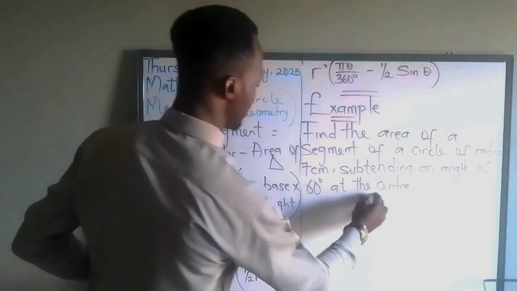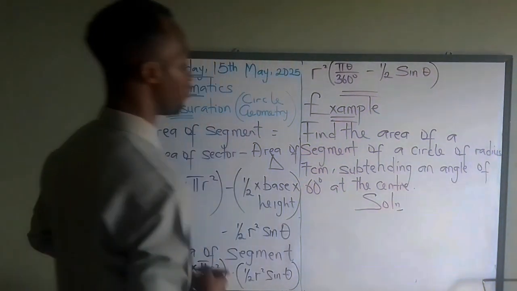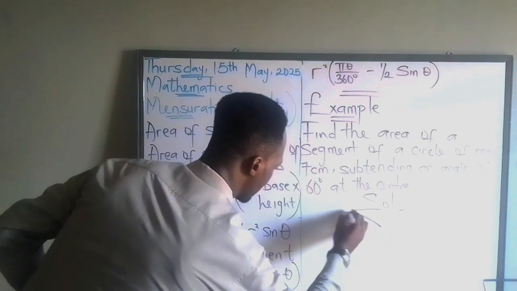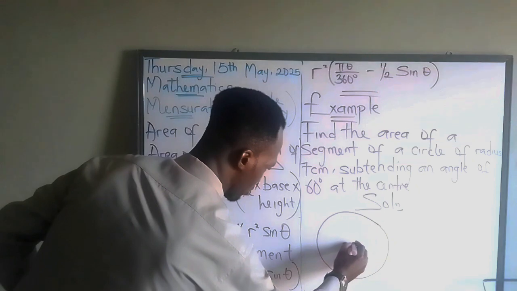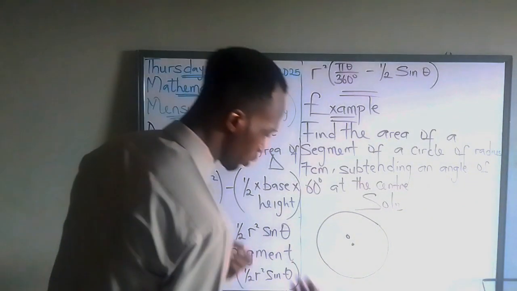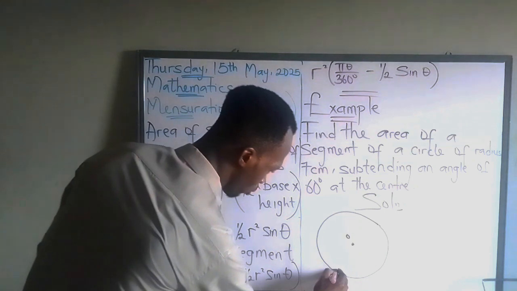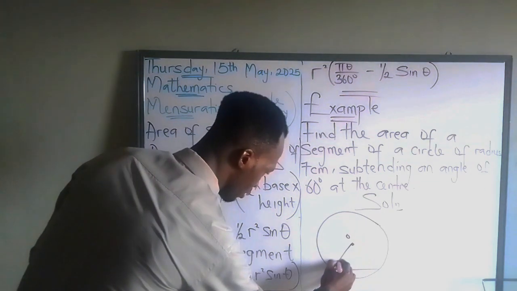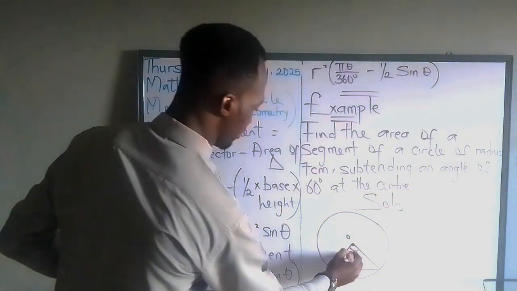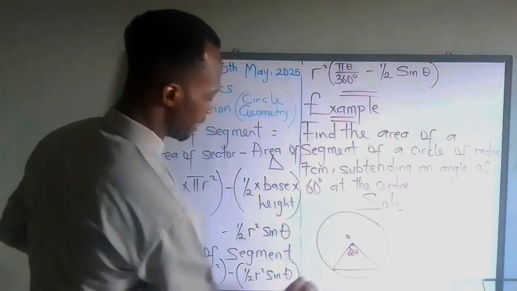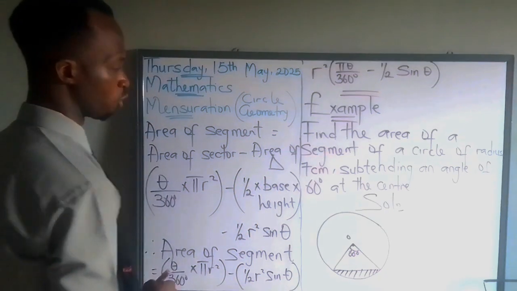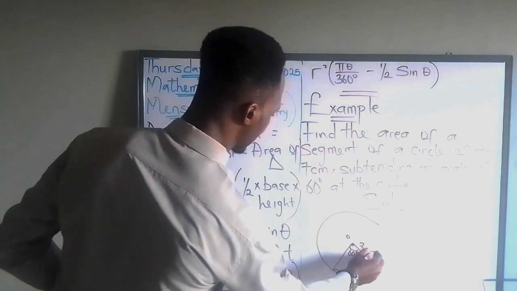So let us find the area of the segment of the circle. We are going to draw a circle with center O. Now don't forget, since what we are looking for is a segment, we need a chord, the radii, subtending an angle at the center of the circle, that's 60 degrees. Now this is what we're looking for. The area of this segment is what we're looking for. So there is radius 7 centimeters.